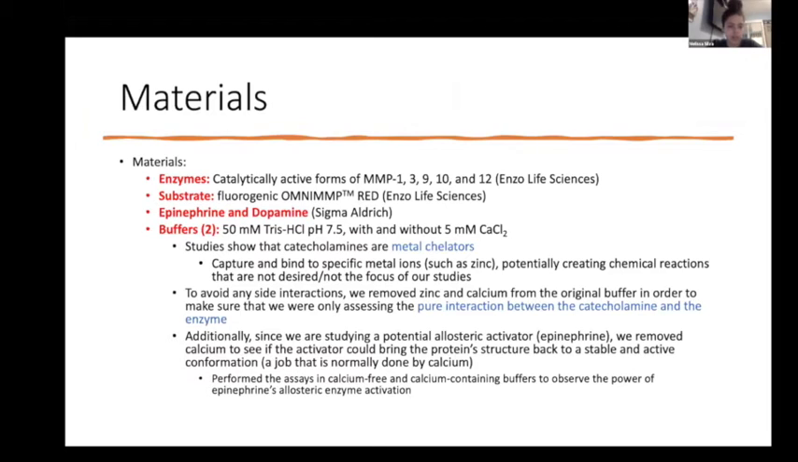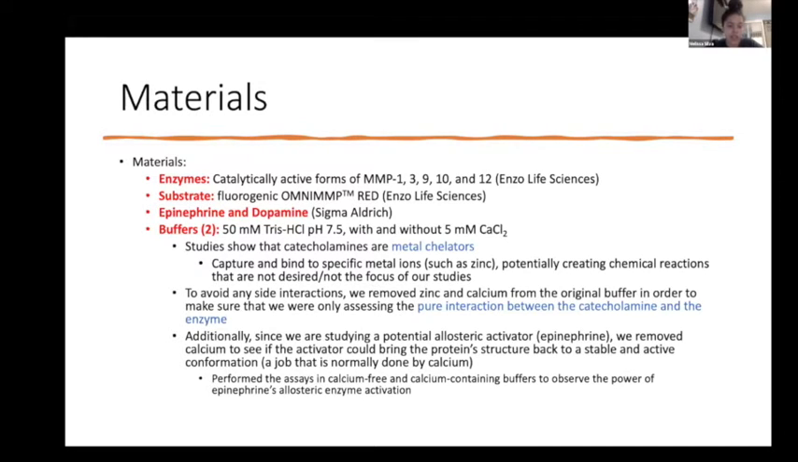The materials that we used first were the enzymes, which were catalytically active forms of MMP 1, 3, 9, 10, and 12 that we got from Enzo Life Sciences, from where we also got the substrate, which was fluorogenic Omni MMP Red. Epinephrine and dopamine we got from Sigma Aldrich, and the buffers we used two. Both of them were 50 millimolar Tris HCl at a pH of 7.5, but one of them had 5 millimolar of calcium chloride added and the other one didn't.